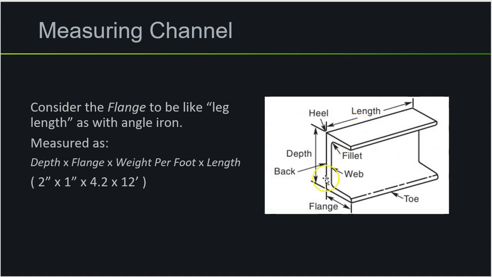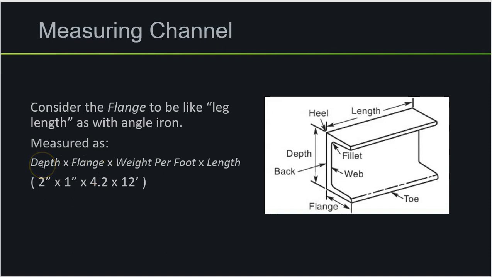I know this image is a little bit more detailed, but hang with me. We're going to measure it as depth by the length of the flange, by the weight per foot, by the length. Now the weight per foot is something that's given. You don't really have to calculate this. Your employer should have a chart that tells you, depending on the size of the depth and flange, it's going to weigh this much per foot. So you should just have something already available that you can slap in there, and then just write down the length.